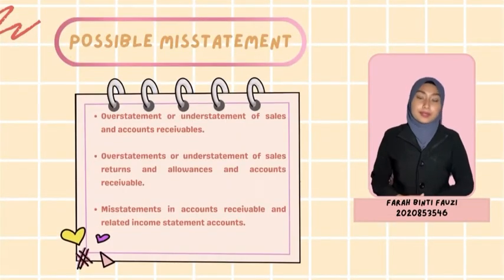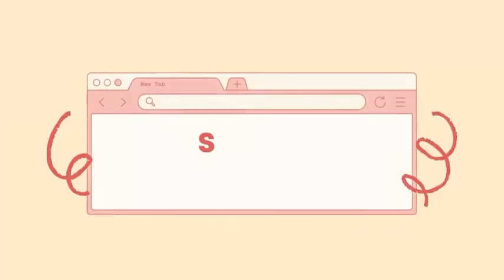The possible misstatements that the company might make are overstatement or understatement of sales and accounts receivable, overstatement or understatement of sales return and allowances and accounts receivable, and misstatements in accounts receivable and related income statement accounts.